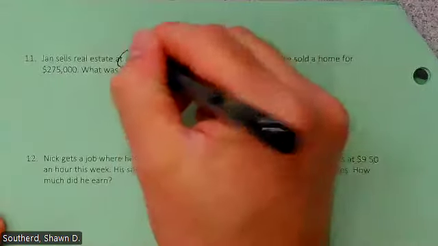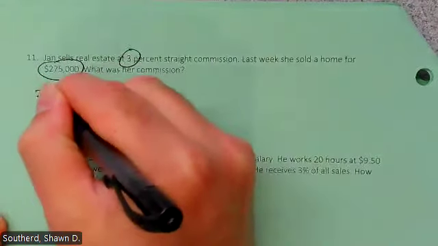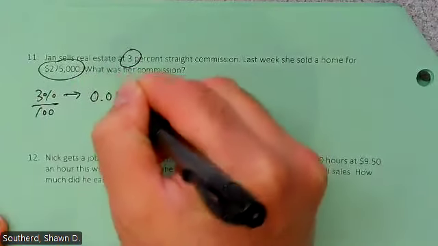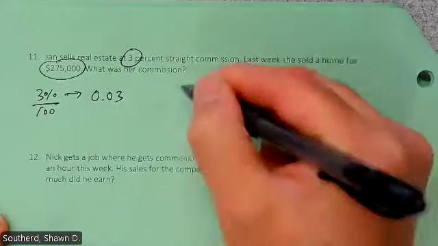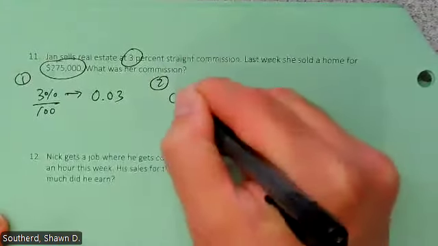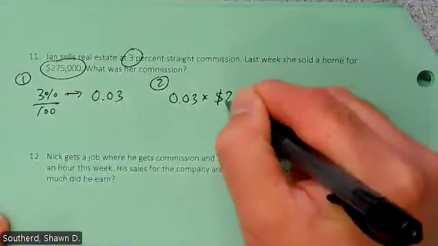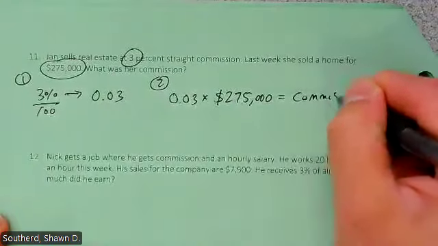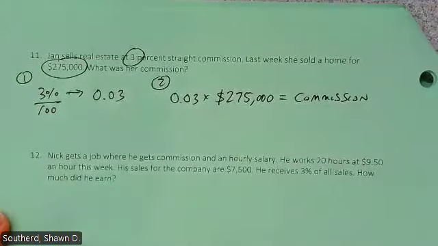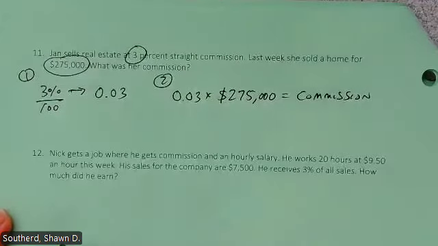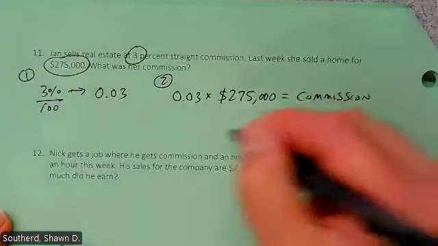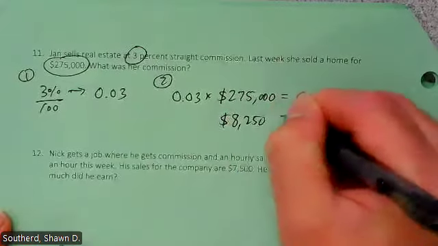So remember, step one is I'm going to take that 3% and convert it by dividing by 100. That's going to be 0.03. And then step two is going to be take that percentage and multiply it by her sale amount. And then that will give her a commission. That's simply going to be 0.03 times 275,000. I'm sorry, I did that wrong in my calculator. It's going to be 8,250. That's going to be her commission.